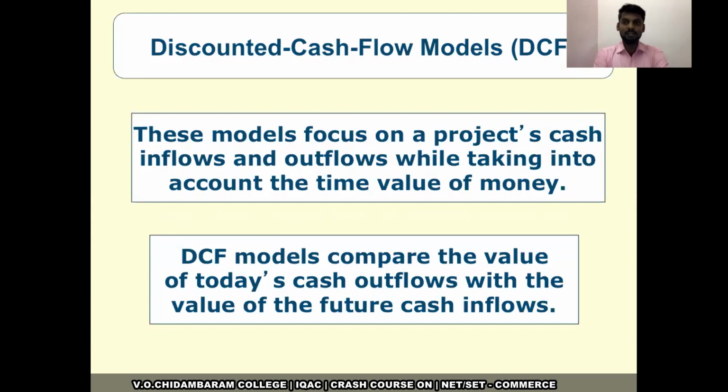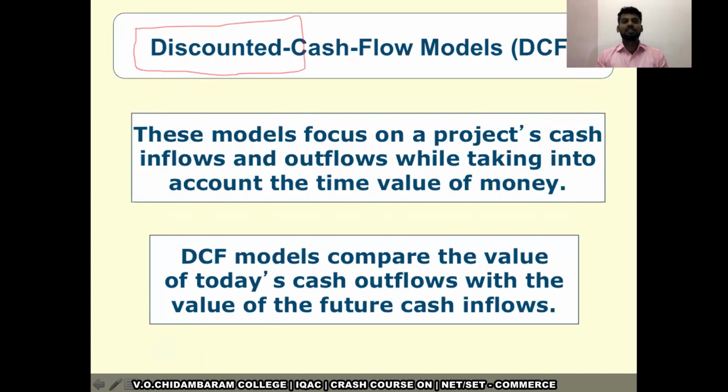Capital budgeting is analyzed by 2 different methods. One is the discounted cash flow method, and the other one is the non-discounted cash flow method. When I say discounted, it considers only one element: the time value of money.